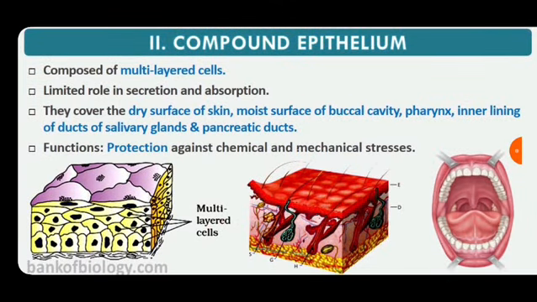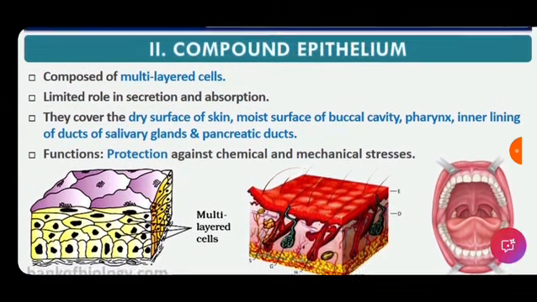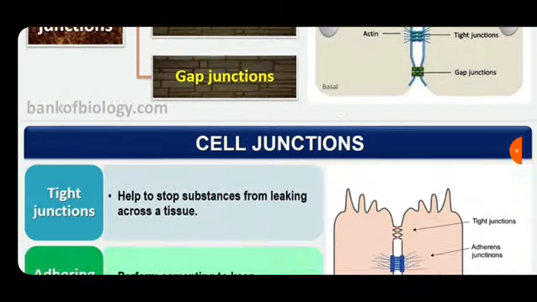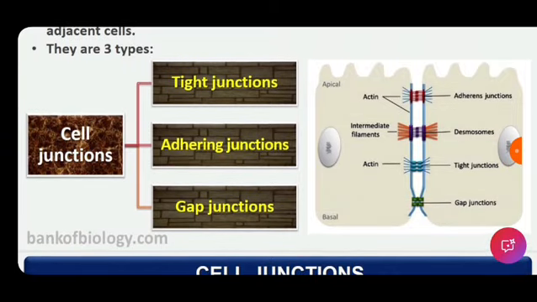Now come to the compound epithelial tissue, which is made up of more than one layer, and has a function of secretion and absorption. They are present mostly on the dry surface of the skin, the moist surface of the buccal cavity, the pharynx, the inner lining of the ducts of salivary glands, and the pancreatic duct. Its function is protection against chemical and mechanical stresses.